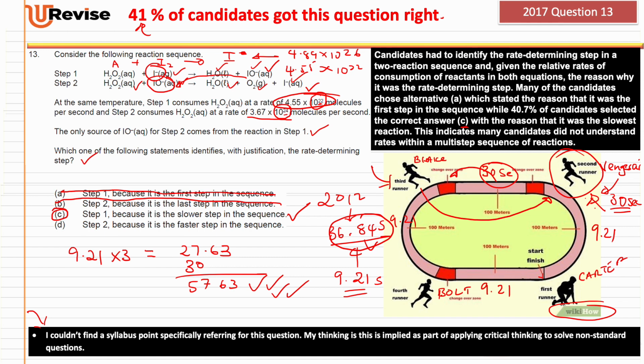D, step number 2, because it is the faster step in the sequence. No, it's not the faster step. I know some of my students who picked this. These are the students I was saying did not realize that this is times 10 to the power 22 and this is times 10 to the power 24, which means this is a bigger number. They just looked at the absolute 4.55 and 3.67. I know I had students who picked D as the correct answer when I put this up on the board for the class to solve.